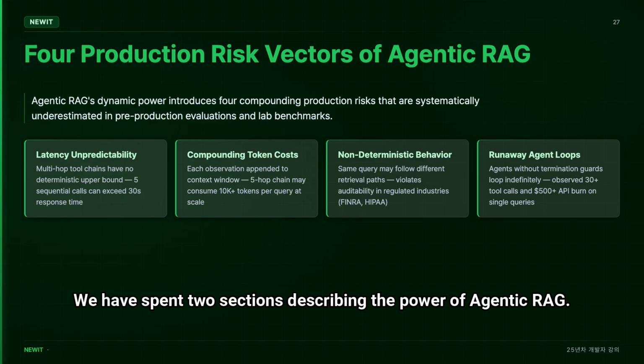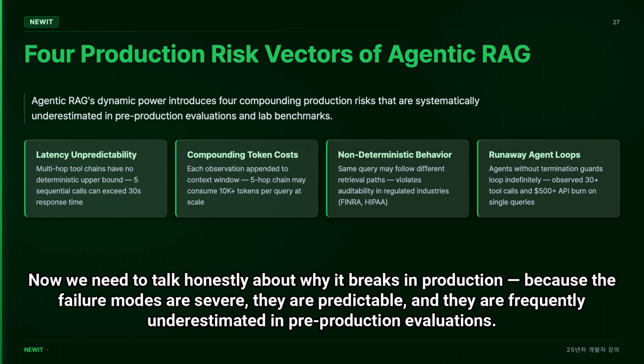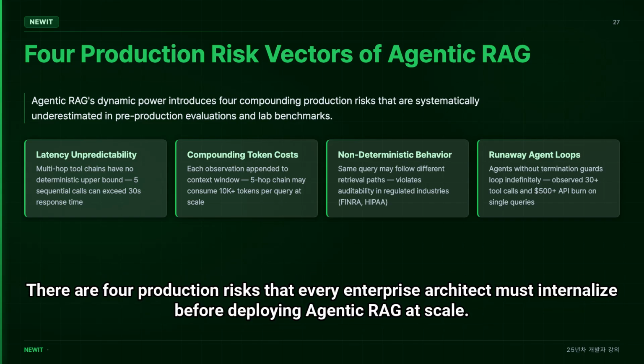We have spent two sections describing the power of Agentic RAG. Now we need to talk honestly about why it breaks in production. Because the failure modes are severe, they are predictable, and they are frequently underestimated in pre-production evaluations. There are four production risks that every enterprise architect must internalize before deploying Agentic RAG at scale.